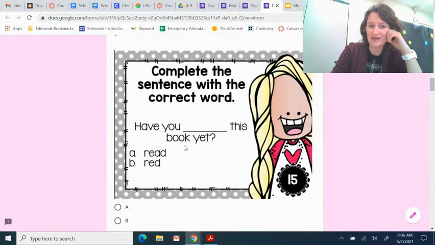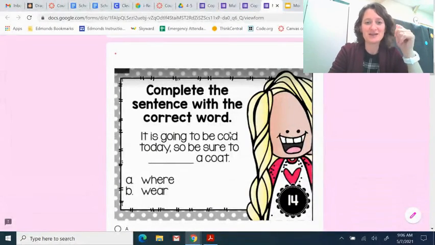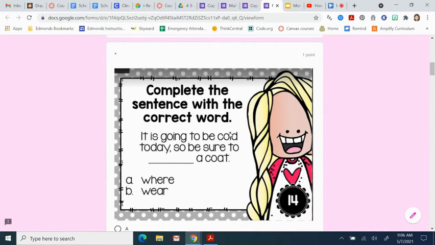Have you read this book yet? Is it this read or this read? Oh, this is going to be a fun one. So after the video, go and do these 2 Google Forms to practice the homographs and the homophones for multiple meaning words. Off you go.